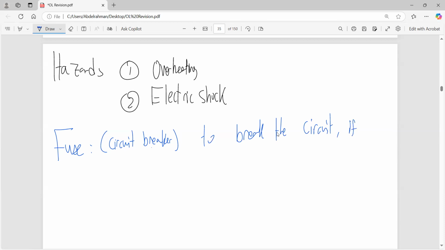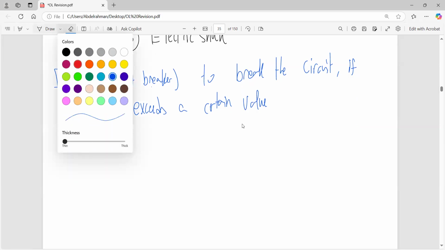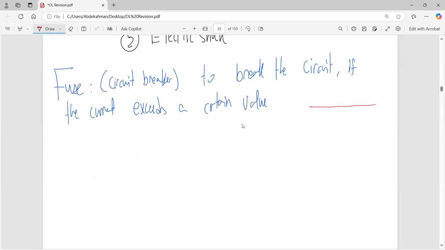If the current exceeds a certain value, so, for example, not certain values, only one value. If I have a fuse which is rated at 10 amperes, if the current increases above 10 amperes, then this fuse will melt. Is this a good thing? Yes, it is a good thing. Why? Because it will prevent the circuit from overheating.